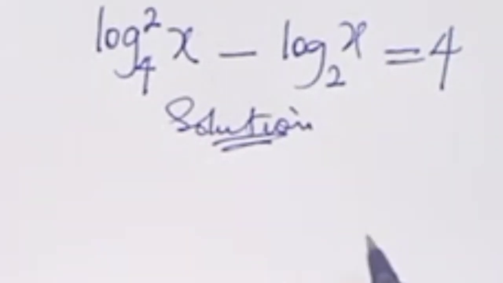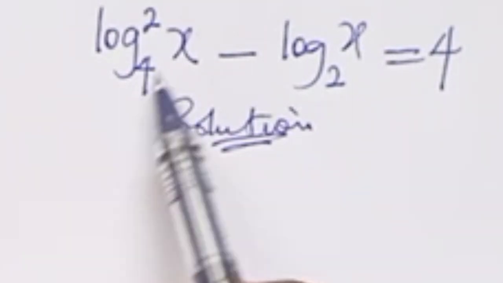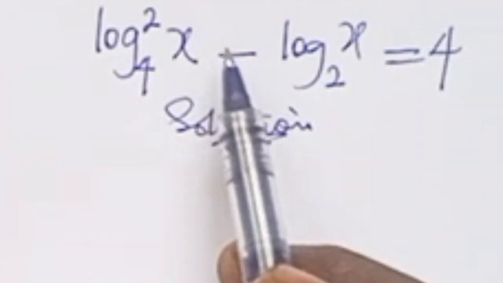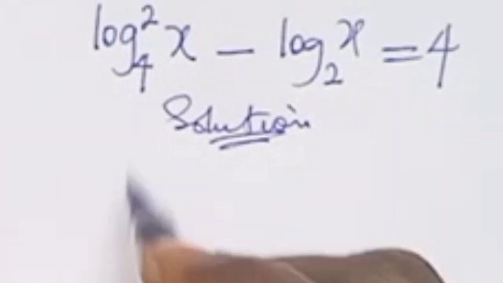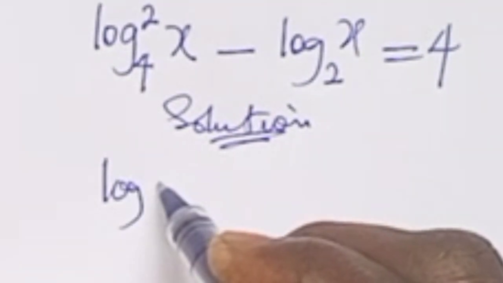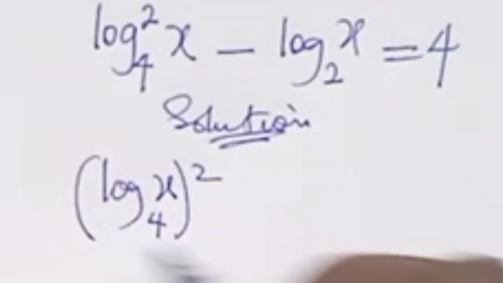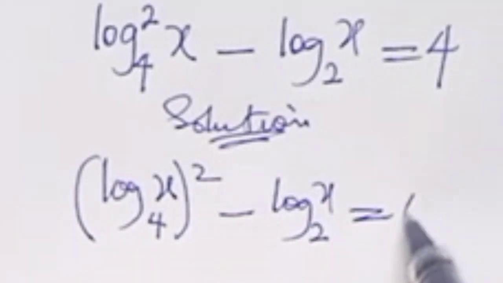But then we're having log squared x to base 4. And this can also be written as (log x base 4) to the power of 2. So if we agree on this, our next line will therefore become (log x to base 4) to the power of 2 minus log x base 2 equal to 4.